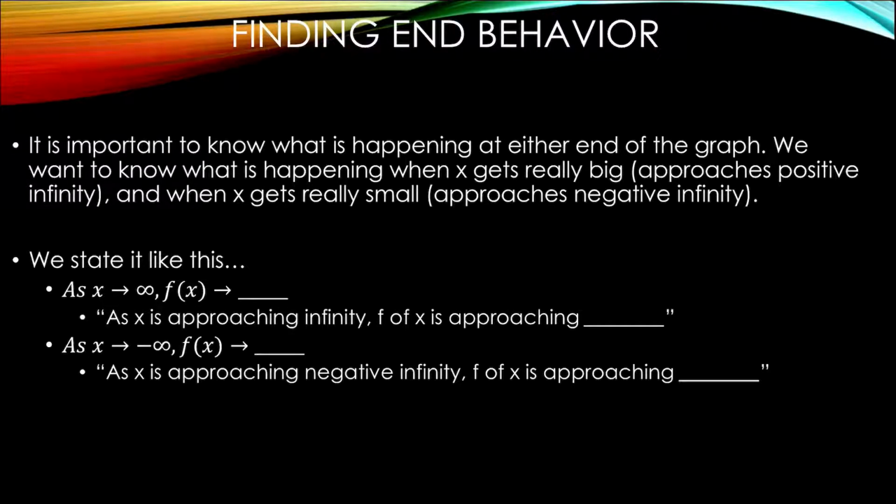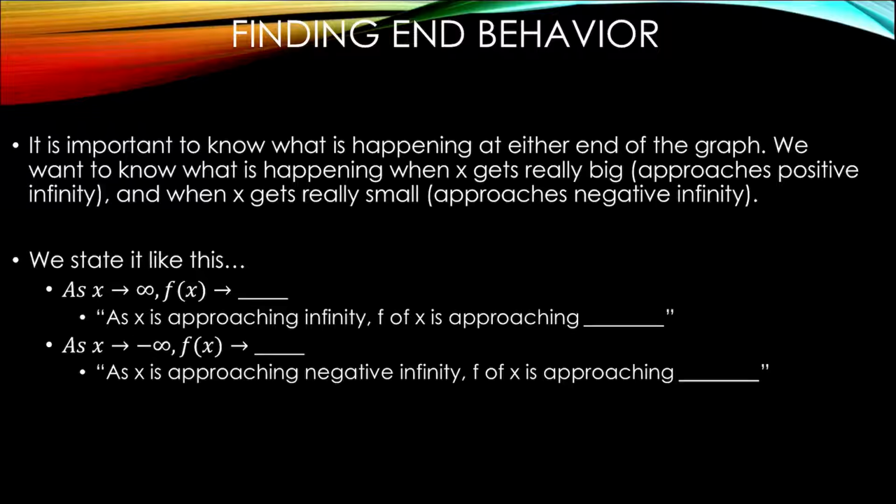It's important to know what's happening at either end of each of the graphs. We want to know what's happening when I move really, really far to the right and really, really far to the left. What's happening at the very tippy tips of my graphs? We want to know what's happening when x gets really big, approaching positive infinity, and when x gets really small, approaching negative infinity.